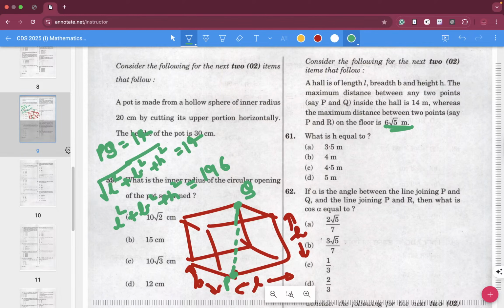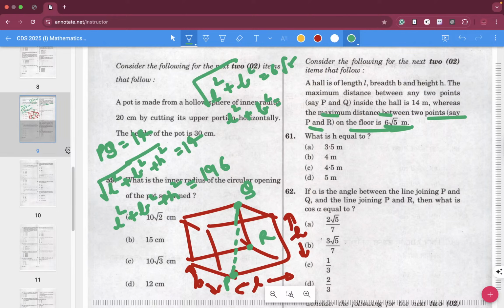And they have given 6 root 5, which means... they have given the maximum distance between 2 points on the floor, not the area of the floor. Let's say p and r on the floor, call this one r. So this is the diagonal of the floor. This is the square root of l square plus b square, which is 6 root 5, or otherwise l square plus b square is 36 times 5, 6 square is 36, so 180.